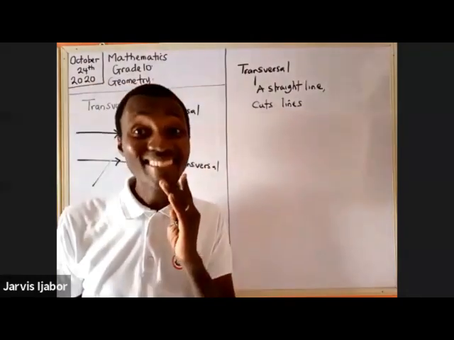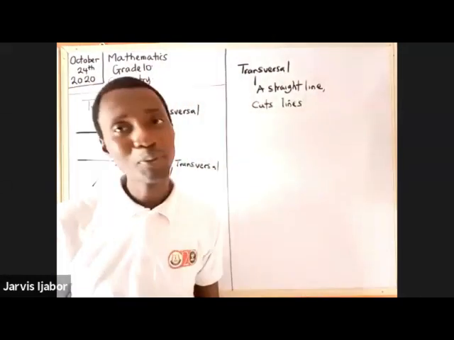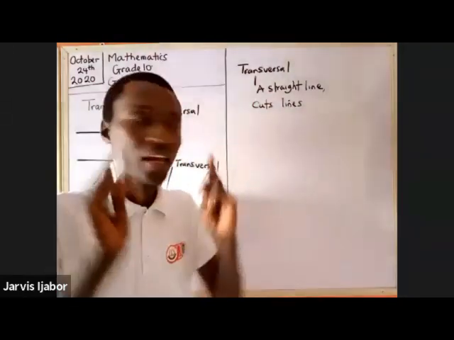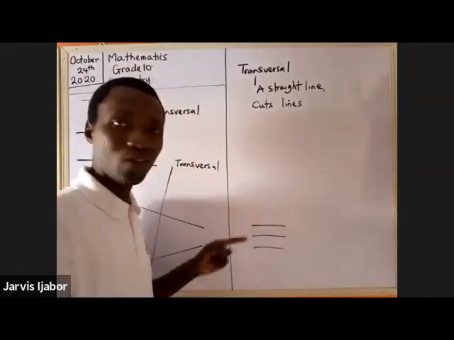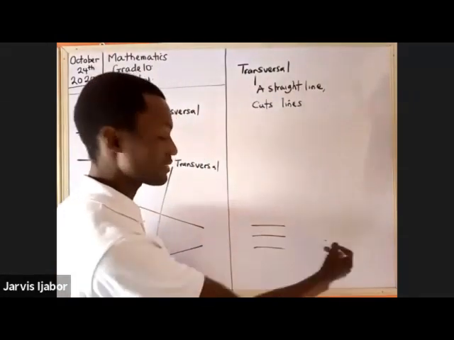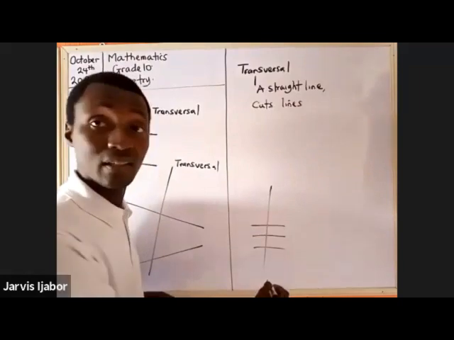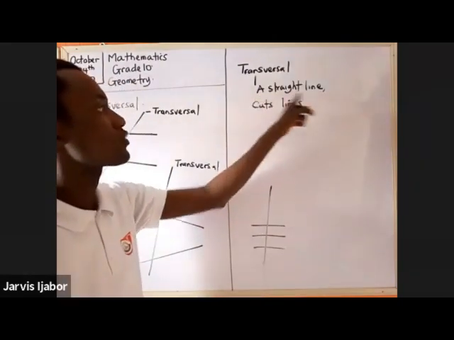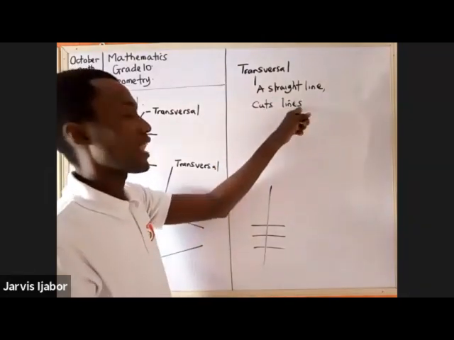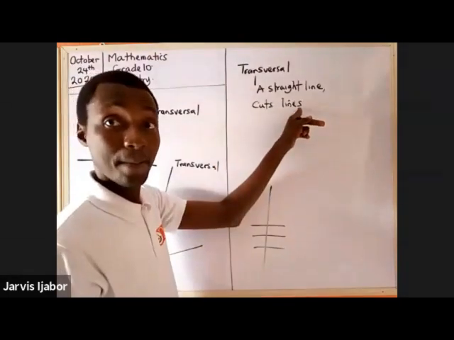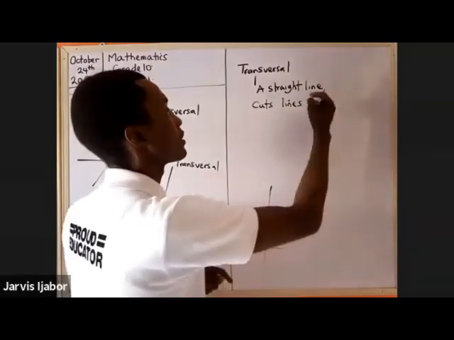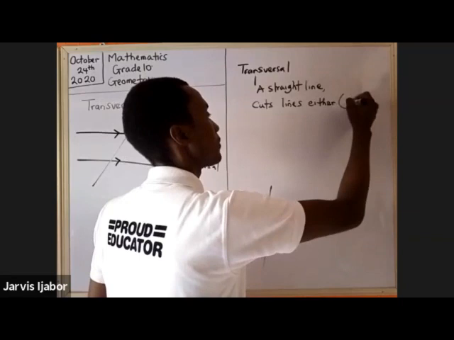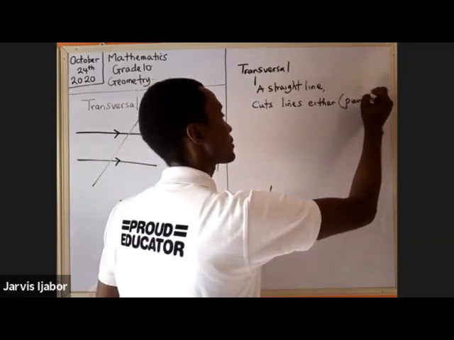Now, look at something interesting. If it's going to cut lines, it can't cut like this. It must cut like this. How do you see it? So it has to cut like this. That's why it's a transversal. So a transversal, one, is a straight line that cuts lines. What does it cut? Either parallel lines.